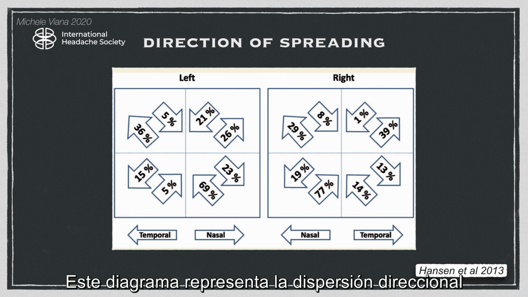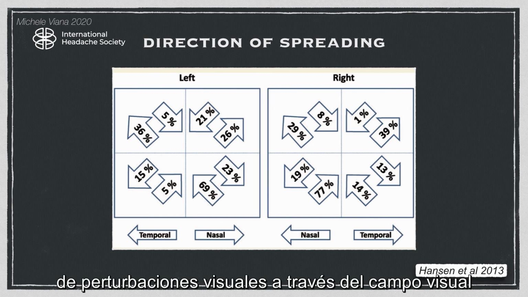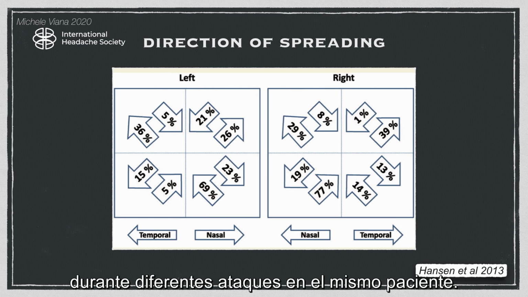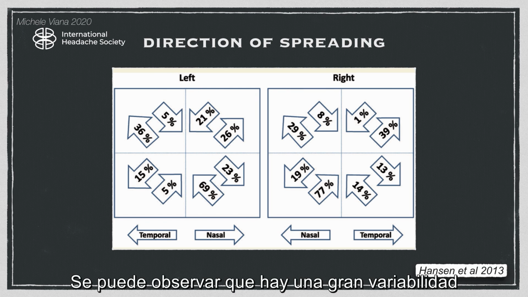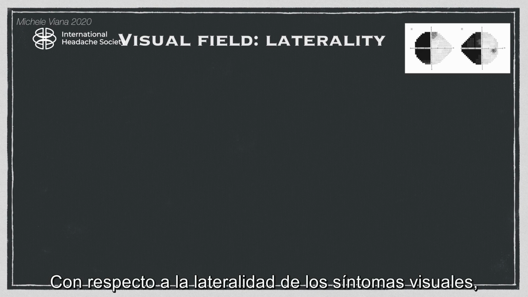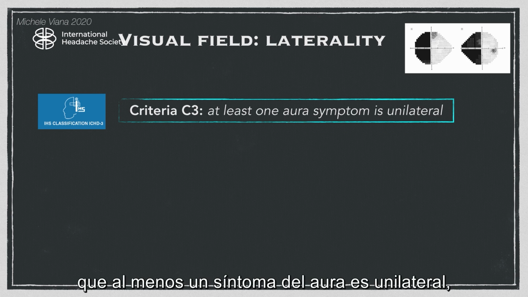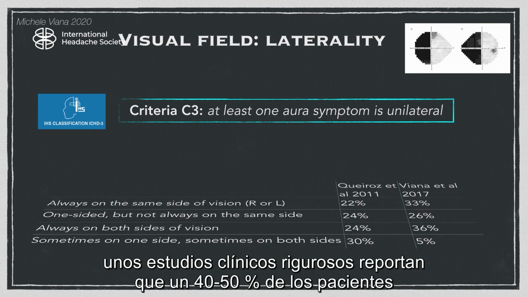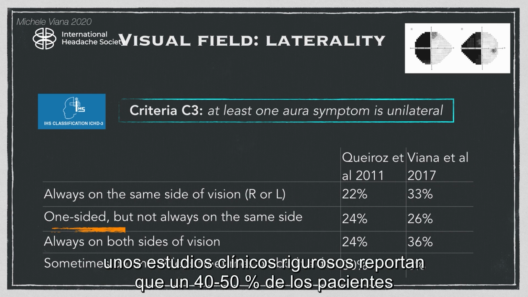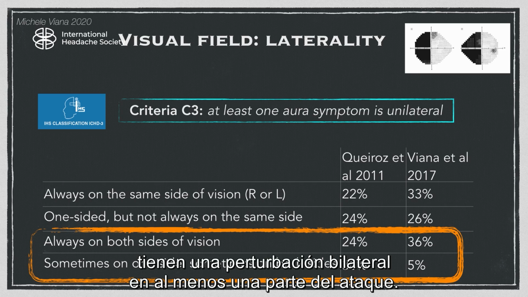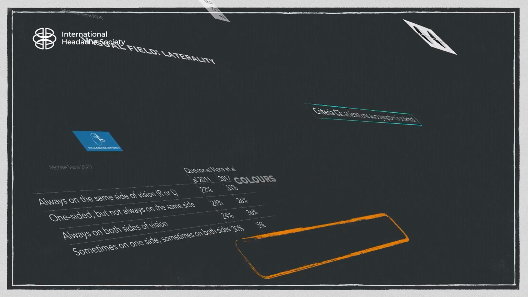This diagram represents the direction of spreading of visual disturbances across the visual field at the origin and at the end of aura during different attacks in the same patient. You can note that there is a high variability even in the same subject. With respect to the laterality of visual symptoms, although one classification criterion states that at least one aura symptom is unilateral, a current clinical study reports that 40 to 50% of patients have a bilateral disturbance in at least a part of the attack.